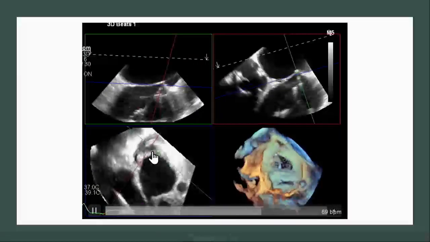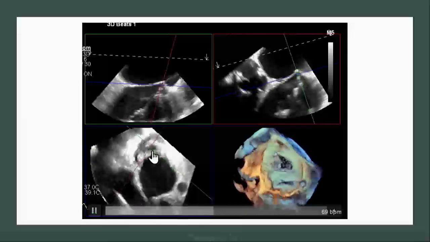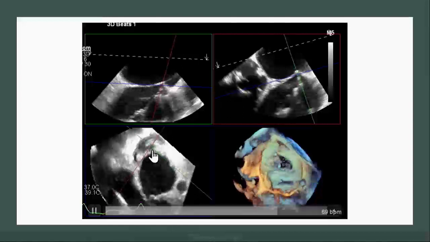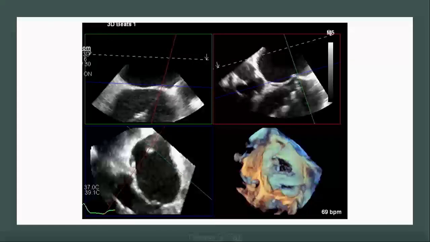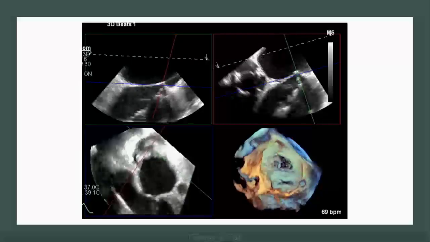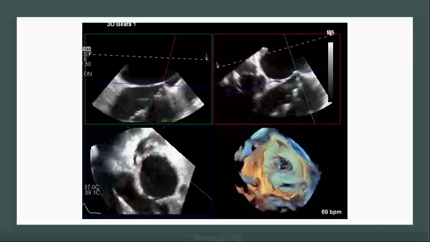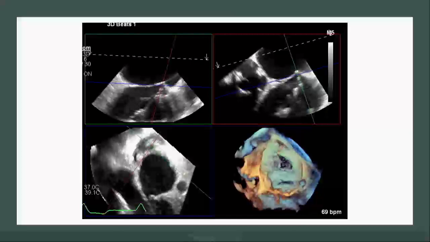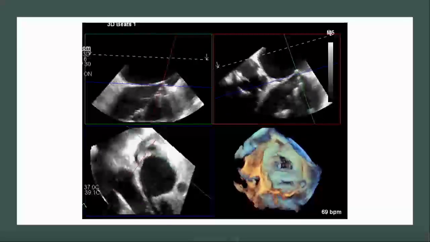So after discussion with our structural heart colleagues, we decide to take her to the OR for fixing this anterior leaflet perforation as well as the functional mitral regurgitation. And here we do the entire procedure under 3D, and here we're trying to get a transseptal puncture. And as Dr. Kapadia mentioned before, we try to go superior.